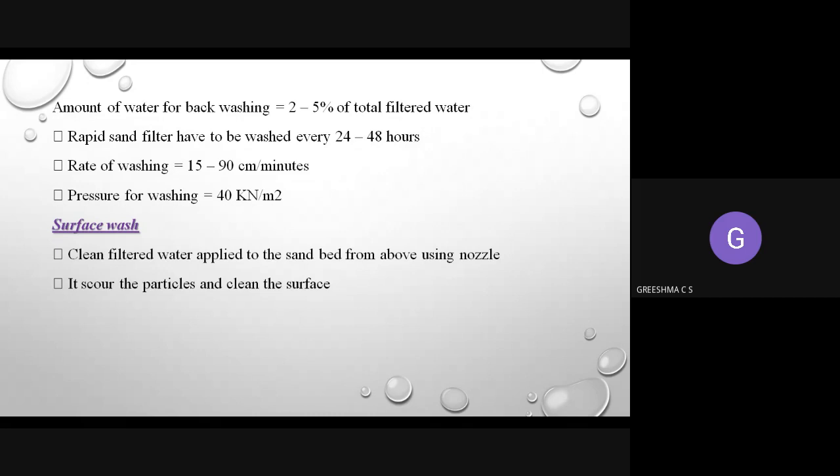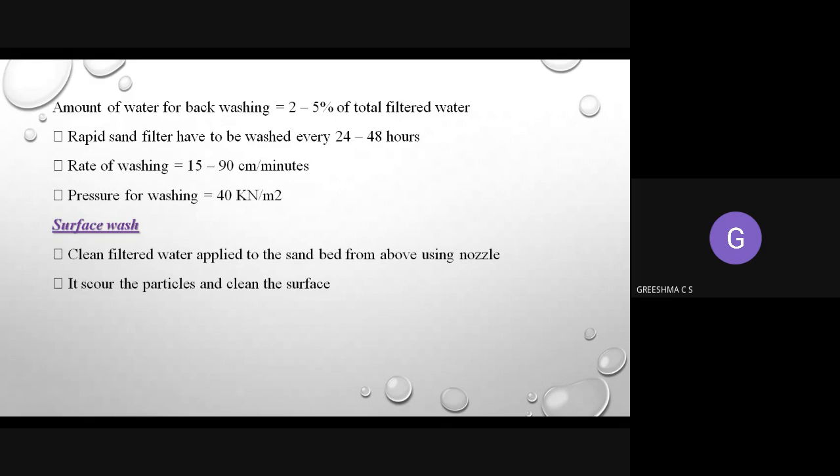Okay, the surface will also be cleaned. So how is it done? The clean filtered water will be applied to the sand from above using a nozzle. അതായത് നോസിൽ വെച്ച് നമ്മൾ ഫുൾ ബാക്ക് വാഷിങ് കഴിഞ്ഞതിന് ശേഷം നോസിൽ വെച്ച് നമ്മൾ മുകളിലൂടെ വെള്ളം കടത്തി വിടും. Okay, so what will happen? It will scour and clean all the particles in the filter bed.